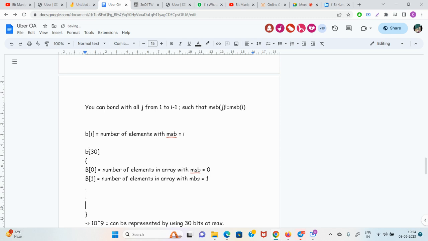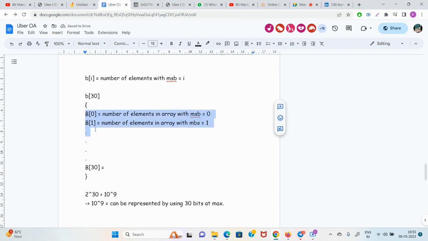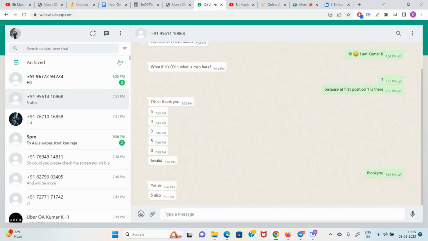Now, why not after 30? Because no number needs a representation greater than 30 bits. 2 raised to 30 is greater than 10 raised to 9, and all elements of the array are less than 10 raised to 9. So just using 30 is enough. We will never have more than 30 MSB values for any number. So we create an array B, and in each of the indices we keep storing the number of elements in our array A with MSB 0, MSB 1, and so on. Okay guys, now our stuff is done, and things are super easy for us.